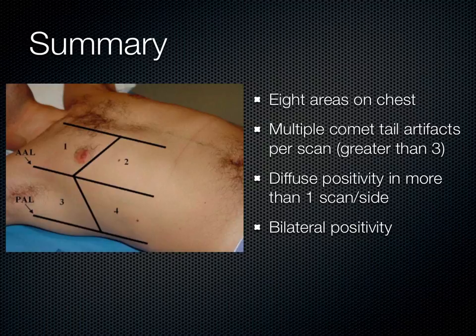Comet tail artifacts can be normal if they're few and not all the way to the edge of the screen, but if there are multiple all the way to the edge of the screen, some say greater than 3, others say for sure greater than 5, then that is pathologic and representative of extravascular lung water, either cardiogenic or non-cardiogenic. And if you have diffuse positivity on both sides, again, that would represent pulmonary edema. In the advanced pulmonary lecture in the same series, you'll learn more about how we interpret the position of A lines and B lines to represent different pathologies such as ARDS and fibrosis.